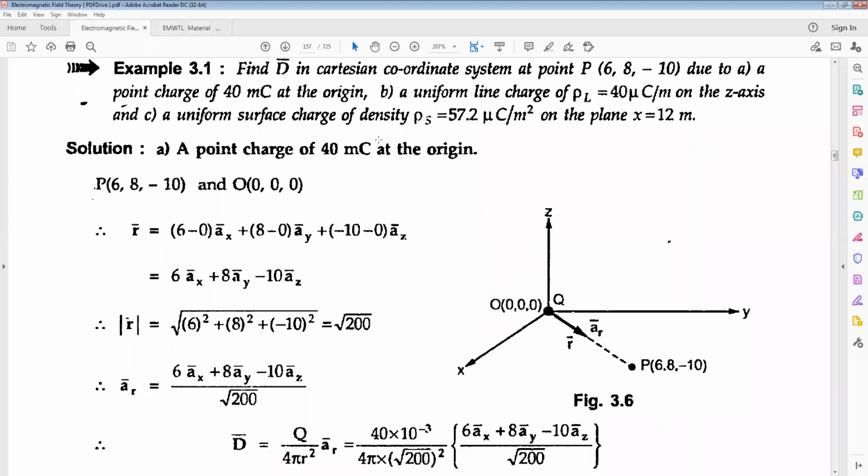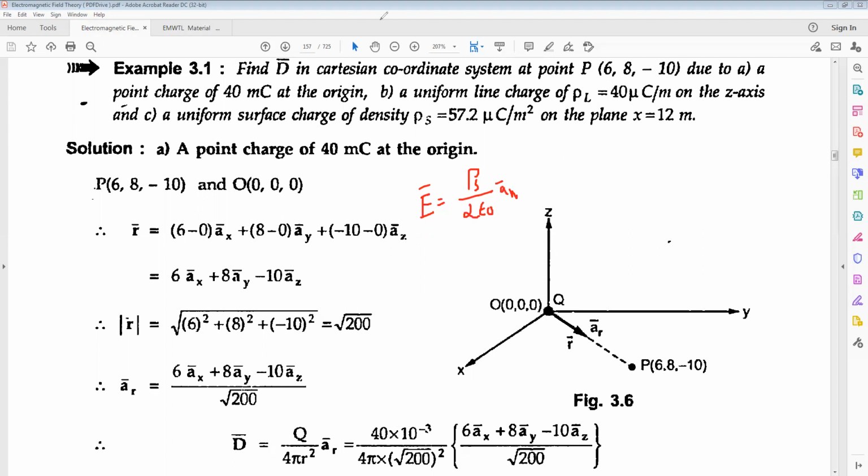You have to find the D bar in the Cartesian coordinate system. D bar is nothing but the electric flux density. In the previous class, we found the electric field for different examples. E bar is equal to rho L by 2 pi epsilon naught R into AR bar for an infinite line charge, and E bar is equal to rho S by 2 epsilon naught AN bar for an infinite sheet of charge.